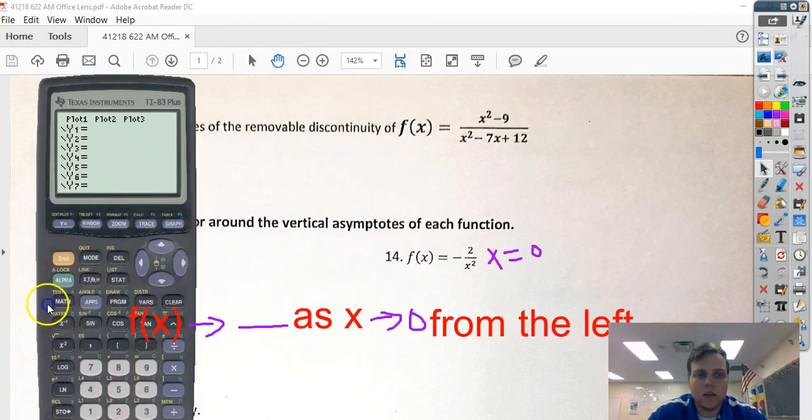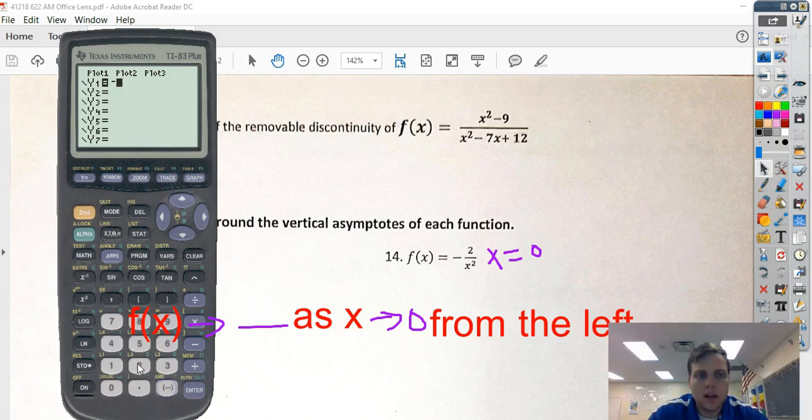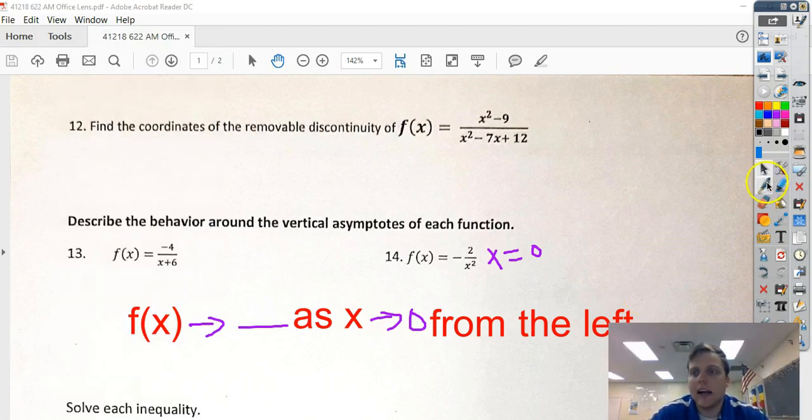I'm going to move this over here to get to that negative. Negative 2 divided by x squared. Big graph. Okay? So here's my vertical asymptote at x equals 0. So what is the graph doing as I approach it from the left side? The graph is going down towards negative infinity. So I can say that y is approaching negative infinity.